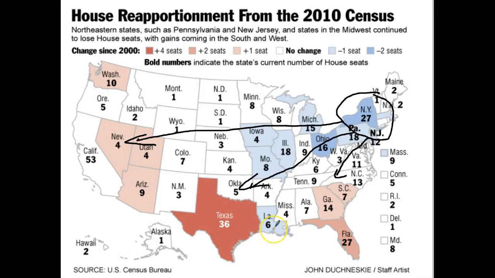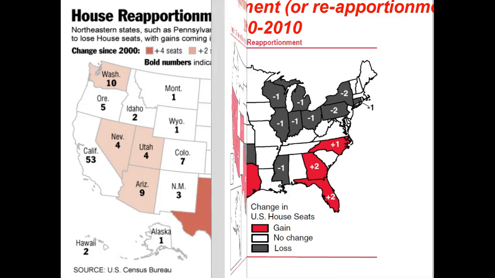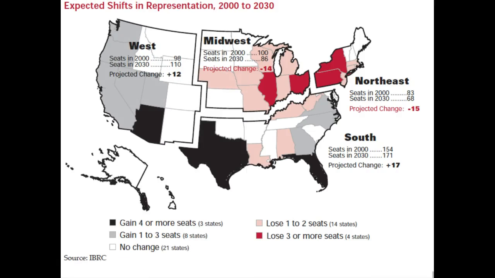Kind of interesting, though, that Louisiana is actually losing seats as well. But as a country, we are moving westward, southwestward, and south. Moving on. This just shows the movement from 2000 to 2010. We just talked about that. Here are some expected shifts, and this is what's kind of interesting. This is how our Congress is actually beginning to change a little bit.